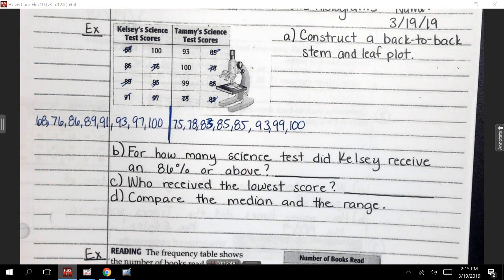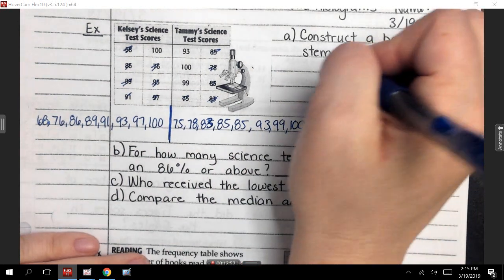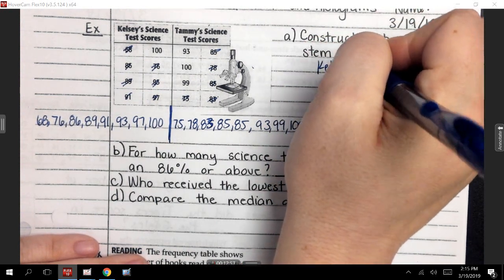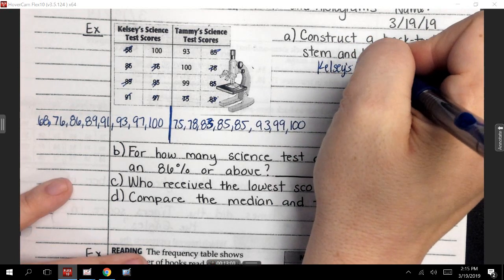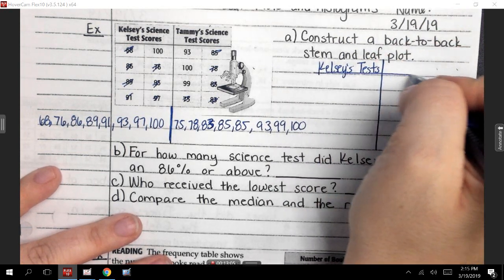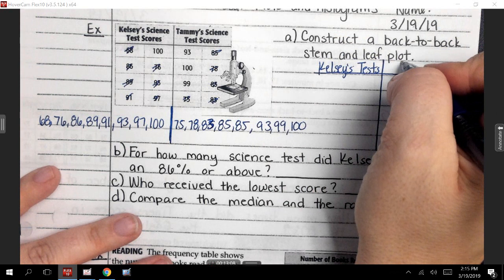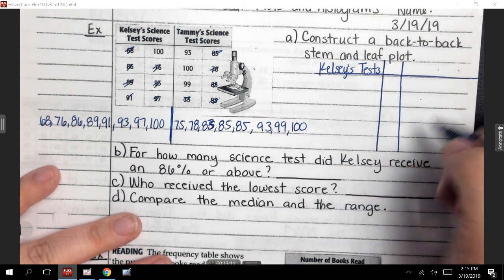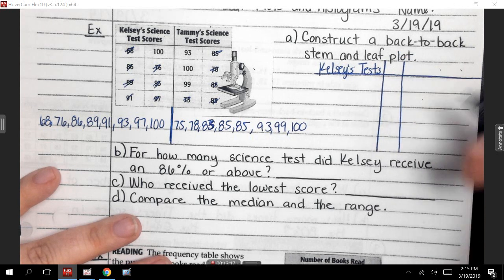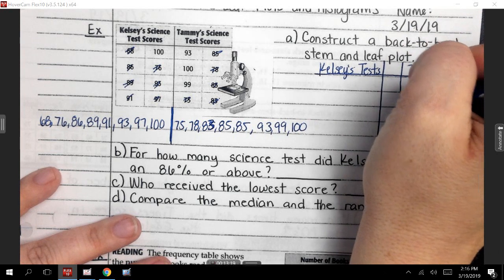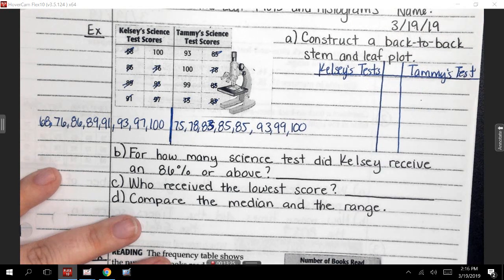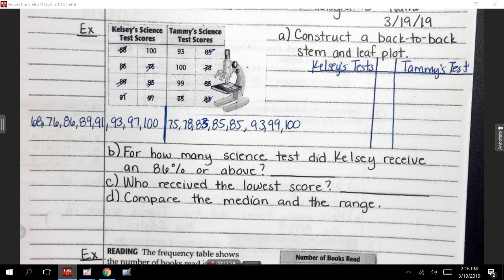Okay. All right, so now we're going to set up our stem and leaf. So on one side, I'm going to have Kelsey's test scores. I need to leave a gap in my chart. So this is going to be the actual stem. Are y'all okay with that? This is going to be the actual stem, and then I'm going to have Tammy's test. Okay, are we okay with that? So I have Kelsey's test, I have Tammy's test.